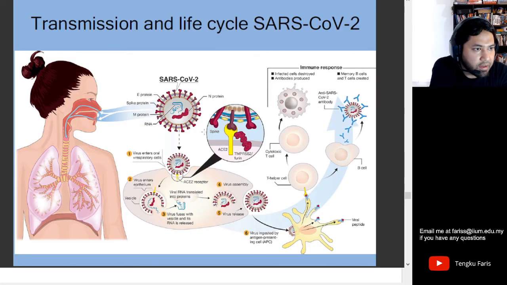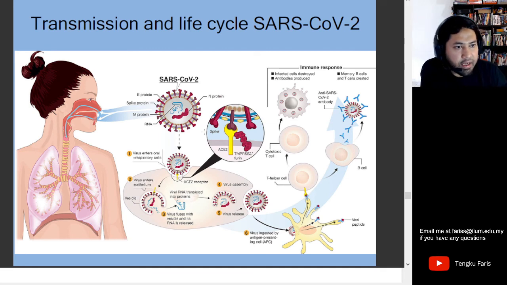Transmission and life cycle of SARS-CoV-2. You can see the SARS-CoV-2 has a circular structure, and of course it has a set of proteins, and the most important one, or the most popular one, is the spike protein. The spike protein binds to the ACE receptors that are available inside the respiratory tract, like the lungs and the trachea.